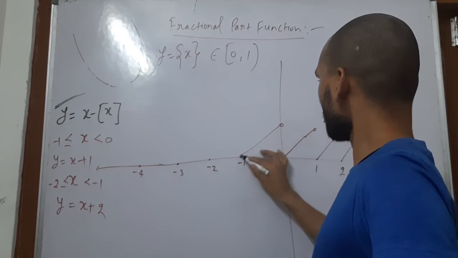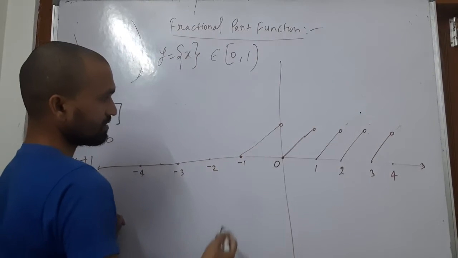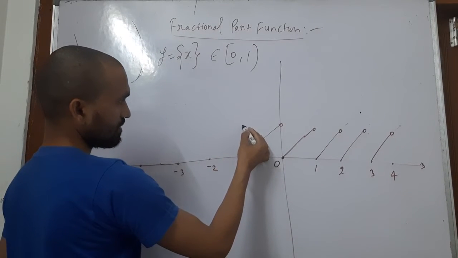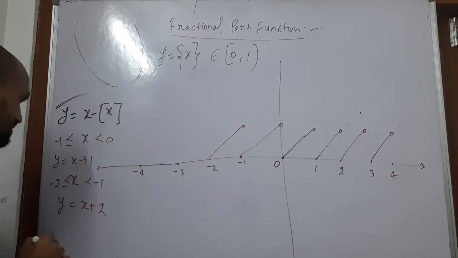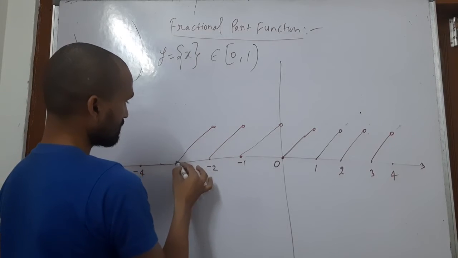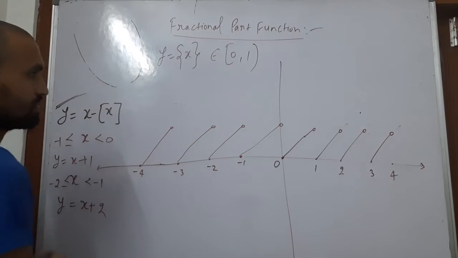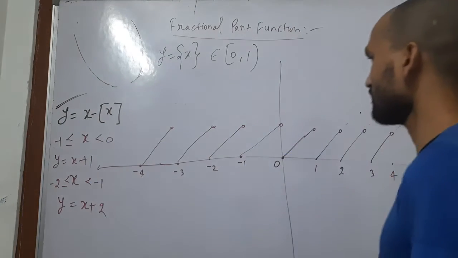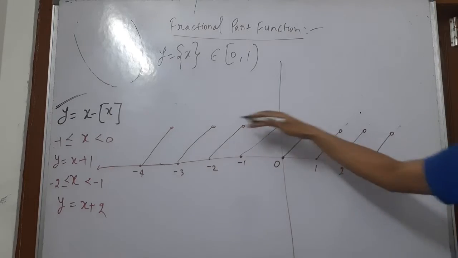This is a hollow point because 0 is not included here. Similarly, here it will be hollow because -1 is not included. Okay. A similar graph will be obtained. This is 1. This is 1.